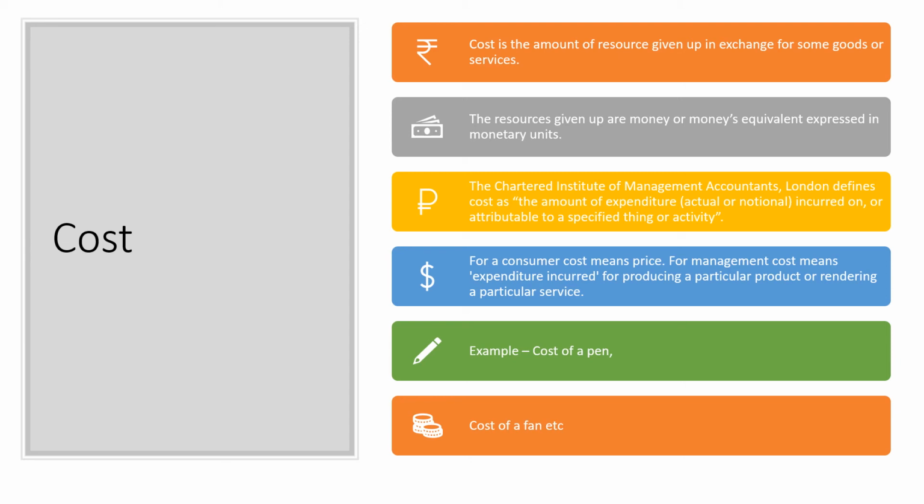For a consumer, cost means the price which he is paying for the product. But for the management of the organization, cost means the expenditure incurred for producing that product or rendering the service. Examples of cost: you can take cost of a pen, cost of a fan, cost of a table, anything.